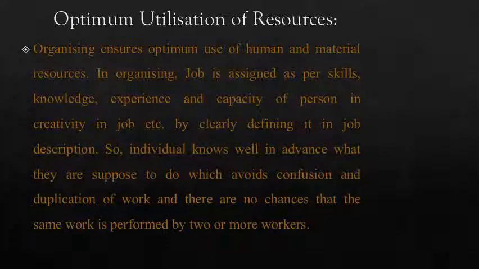Next one, that is optimum utilization of resources. Students, this is the outcome of clarity in working relationship. Now, in that stage, organizing will ensure that all the work is clearly defined and there is a clear-cut relationship between the human and non-human resources. If that is done, then organizing will make sure that there is optimum utilization of all the human and non-human resources. How would there be optimum utilization of human and non-human resources?